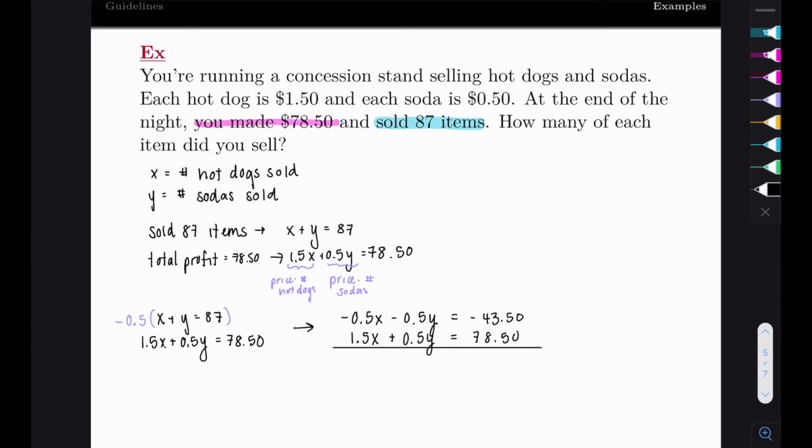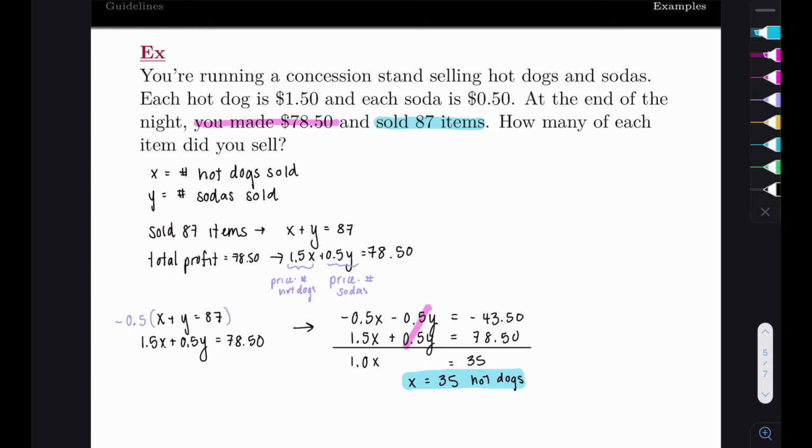So if we add these together, it's going to make the y's cancel out. I have 1.5x minus 0.5x. This gives us 1.0, or just 1x. And if we take 7850 and subtract 4350, it leaves us with 35. So this is really just saying x equals 35. So we sold 35 hot dogs.